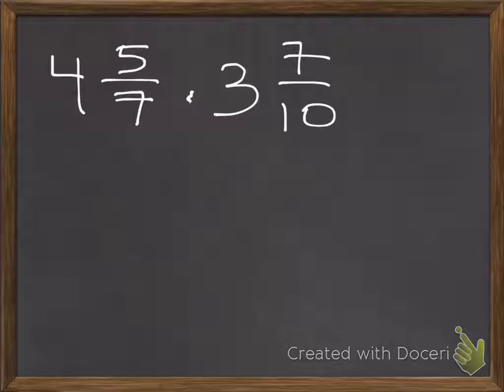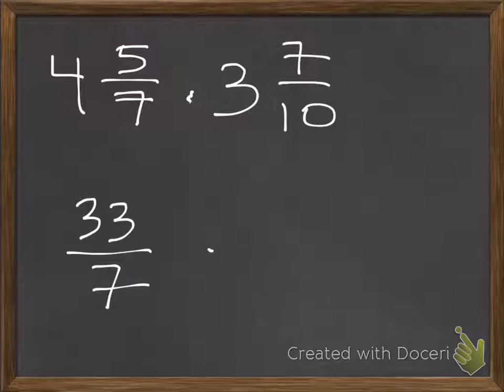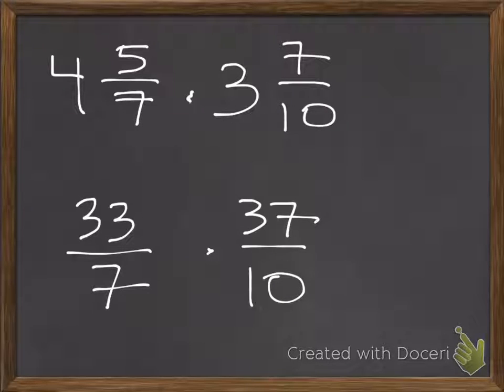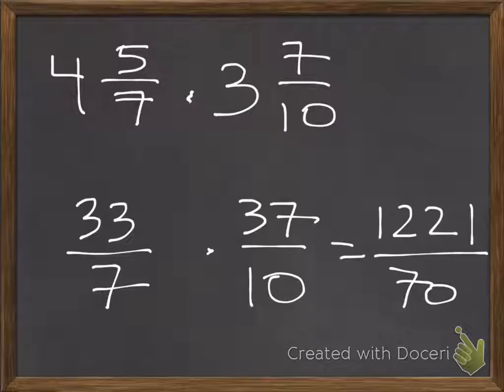Here again we have two mixed numbers. We need to change them into improper first. So 4 times 7 is 28, plus 5 is 33, times 3 times 10 is 30, plus 7 is 37. We can't cross simplify, so we need to just multiply 33 times 37, which gives us 1,221/70. And that is all we can do.